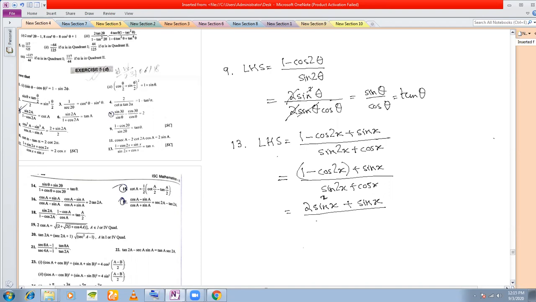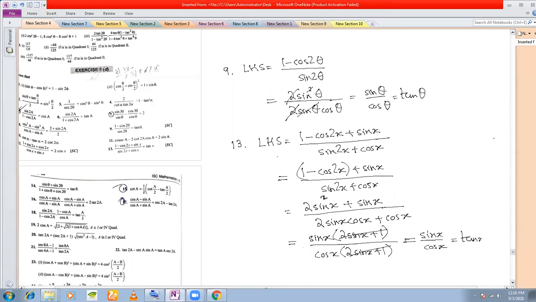Now, sin 2x in the denominator can be written by multiple angle formula. It can be written as 2 sin x cos x, and this is plus cos x. Now from the numerator, you can take sin x common. What are you left with? 2 sin x plus 1. And in the denominator, you can take cos x common. You are left with 2 sin x plus 1. So these two cancel. Tan x.